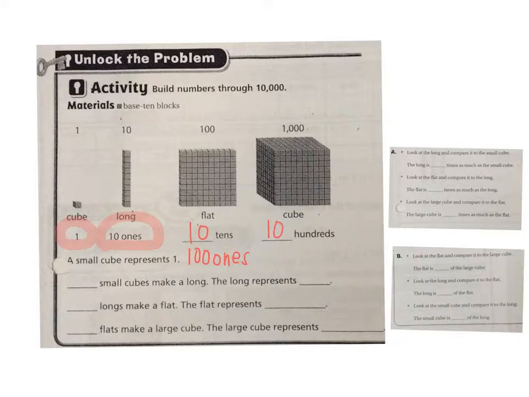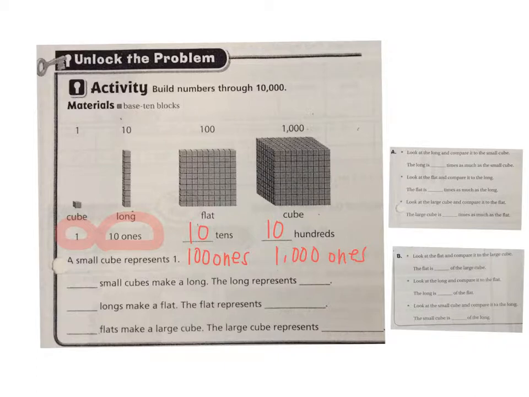Now, let me ask you a question. If there's 100 ones, you guys told me that the flat is 100 ones, right? And there's 10 of these in this. How many ones are there in here? 1,000. 1,000 ones. Go ahead and write that in. 1,000 ones, because 10 times 100 is 1,000. Good. Okay, so let's fill in these blanks really quickly.